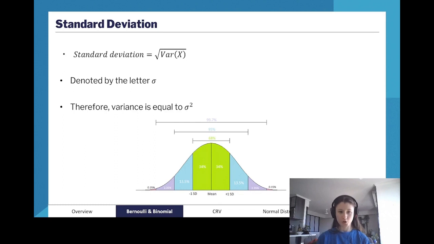Alright, moving on. Standard deviation is denoted by this letter here, which is a lowercase sigma, this little round thing with the tail.